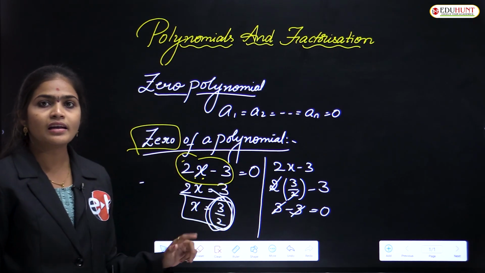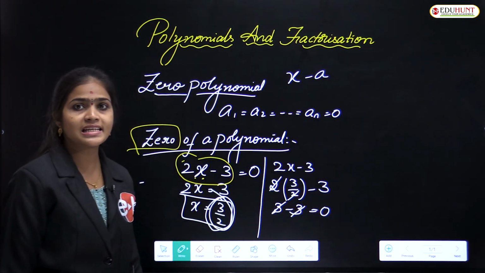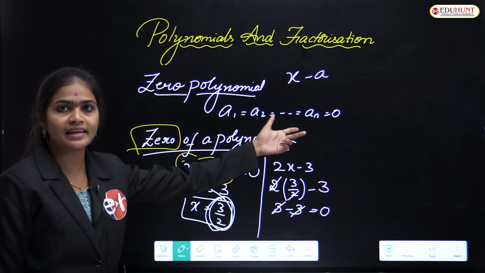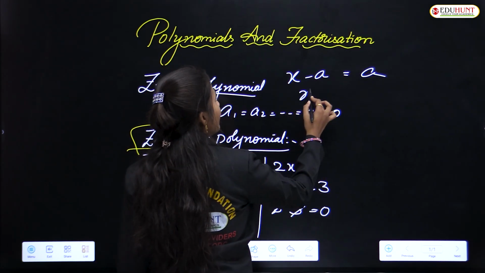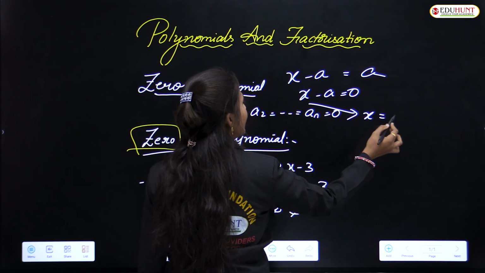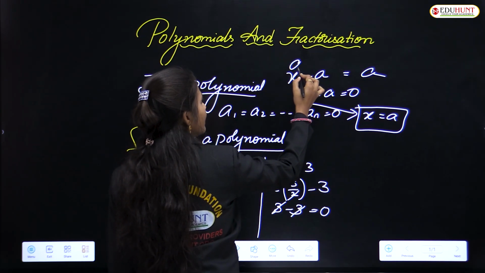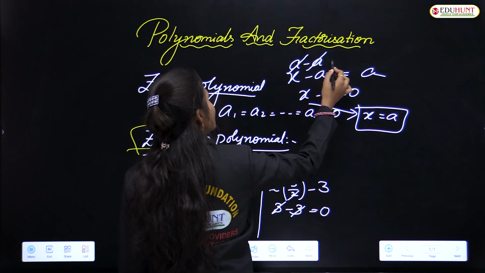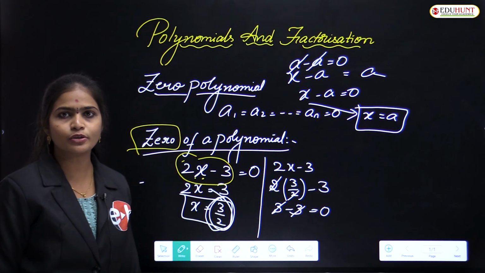Is it clear? Now, the zero of the polynomial x minus a, what is that zero here? For x minus a, the zero is a only. Why? Because x minus a is equal to 0, so from this x is equal to minus a becomes plus a. So substitute that plus a here. A minus a gets cancelled, so the resultant is equal to 0. Is it clear to you?